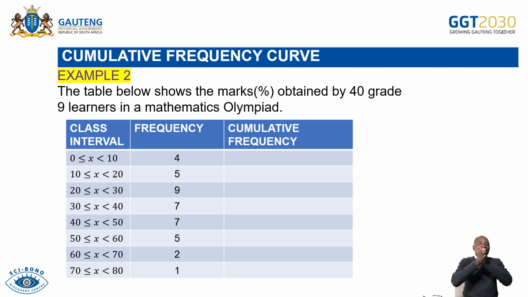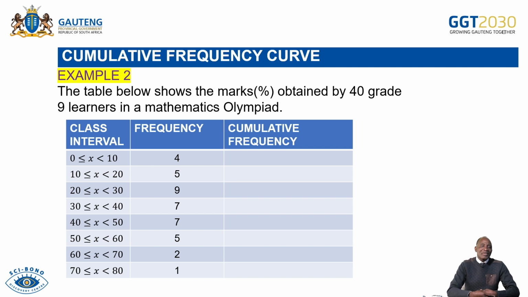So you can confirm by adding those numbers, 4 plus 5 plus 9 until you get to the end, and see if they build 40. Otherwise, it's not 9 learners. Sometimes we don't read carefully. You will end up sitting with 9 learners instead of 40 learners. It says obtained by 40 grade 9 learners. That grade 9 learners is just a name for the learners. It's a grade 9 group of learners.